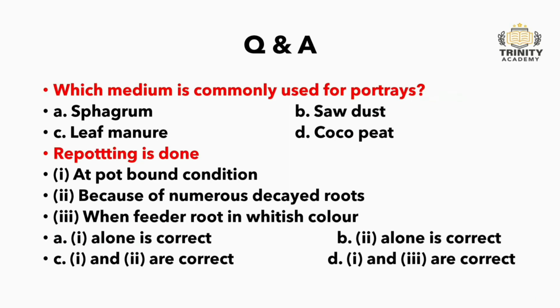Friends, we have completed chapter 5 and chapter 6 from unit 3 and now we are entering into important questions and answers from these two topics. Which medium is commonly used for pro-trays? Answer is option D, cocoa peat. Repotting is done. The answer is option C, 1 and 2 are correct, because of numerous decayed roots and the pot-bound condition, repotting is done.